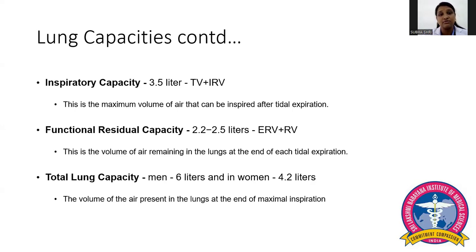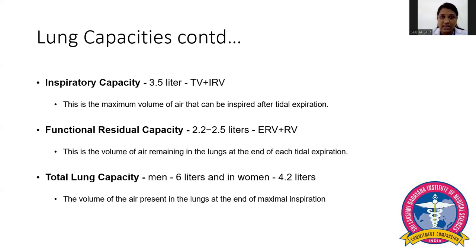Let me explain residual volume again. Residual volume is the amount of air that is remaining in the lungs after a maximum expiration. Whereas functional residual capacity is the volume of air remaining in the lungs after a tidal expiration. Here it is around 2.2 to 2.5 liters. Functional residual capacity is the addition of 2 volumes: expiratory reserve volume and residual volume.